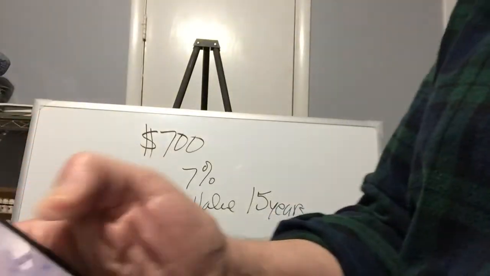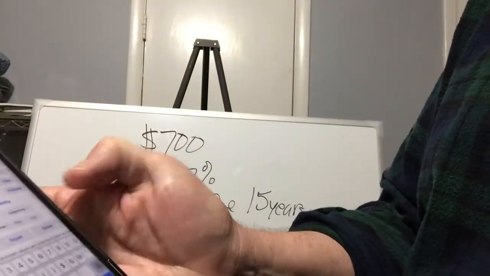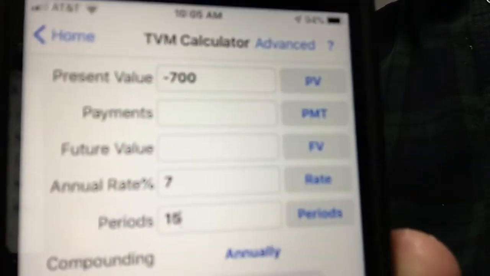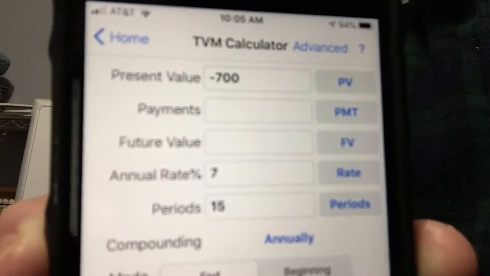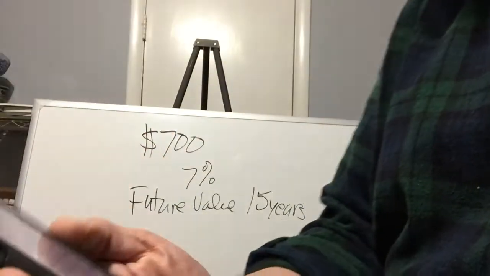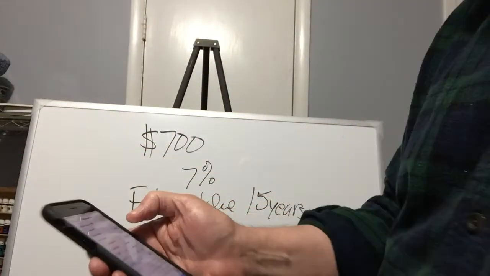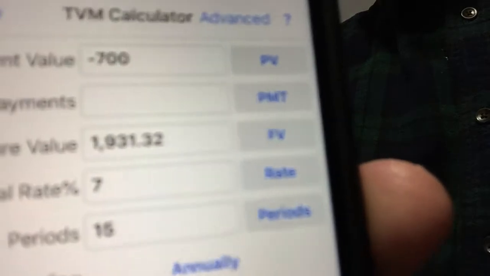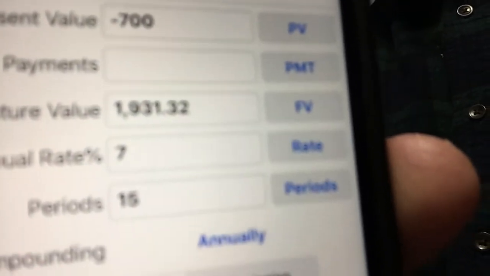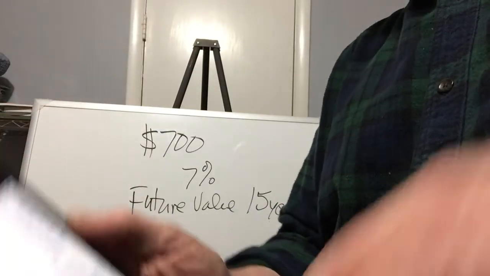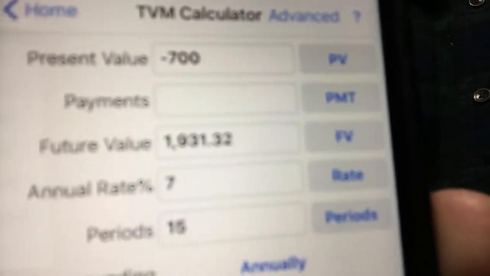Now, the problem I've got is this is set for monthly, and I don't want to do monthly. I want to do annually. So I've got to switch that out to make it annual. All right, so then I've got my present value, the interest rate, and the number of periods, and it's annually. Then I'm looking for the future value, so I'll punch future value. And so that would grow over time to $1,937.32. So that's the basic setup.